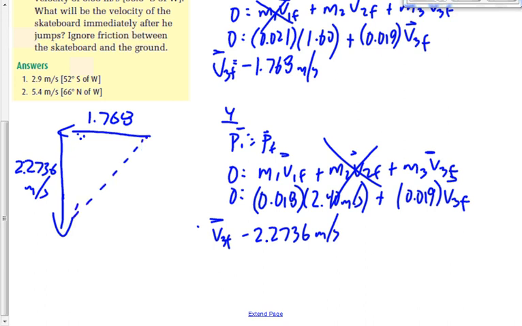Let's do the Pythagorean theorem to get v. We should end up with 2.9 meters per second. Let's do the inverse tan function to find theta. Theta should work out to be 52 degrees. So what's our answer? 2.9 meters per second, 52 degrees south of west. Is that good?